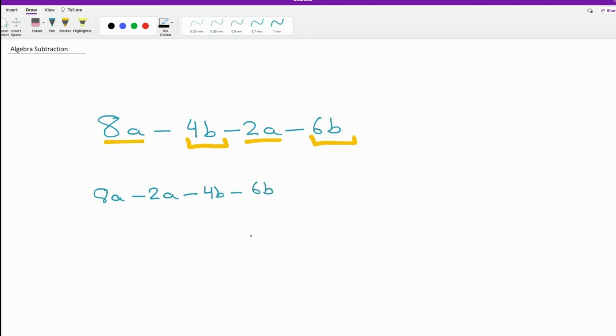Now here, what we need to do is solve accordingly. For example, we start with this group, 8a minus 2a. Now, these two are like terms. 8 minus 2 gives us 6, so that will give us 6a. The second group is here, minus 4b minus 6b. Now we need to be careful that there is a minus in front of the 4b. So minus 4 minus 6 gives us minus 10. So for this group over here, the answer will be minus 10b, and the answer overall would be 6a minus 10b.